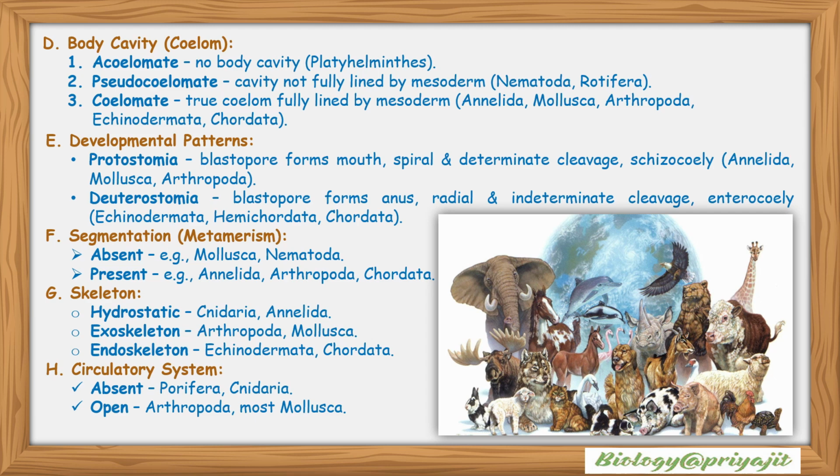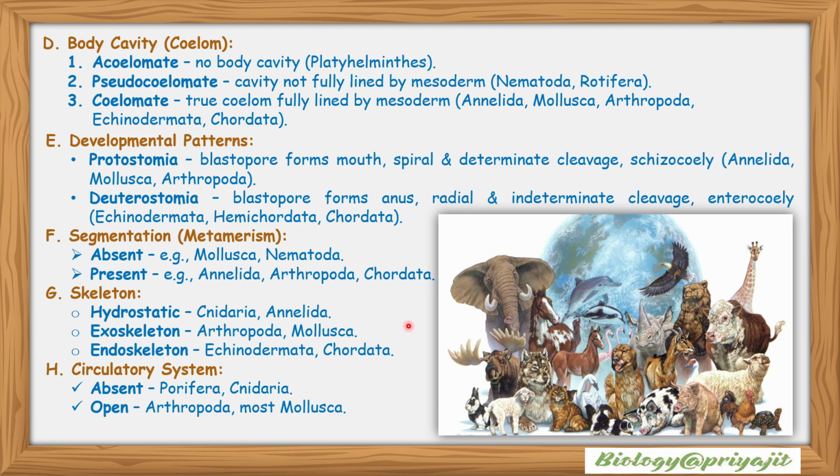Now you should study the developmental patterns of the metazoans. Protostomia: the blastopore forms the mouth, and spiral and determinate cleavage is found. When there is schizocoely, they are called protostome animals. Examples include Annelida, Mollusca, Arthropoda. And deuterostomes are where the blastopore forms the anus, and radial and indeterminate cleavage is found. There is enterocoely, and their examples include Echinodermata, Hemichordata, and Chordata.